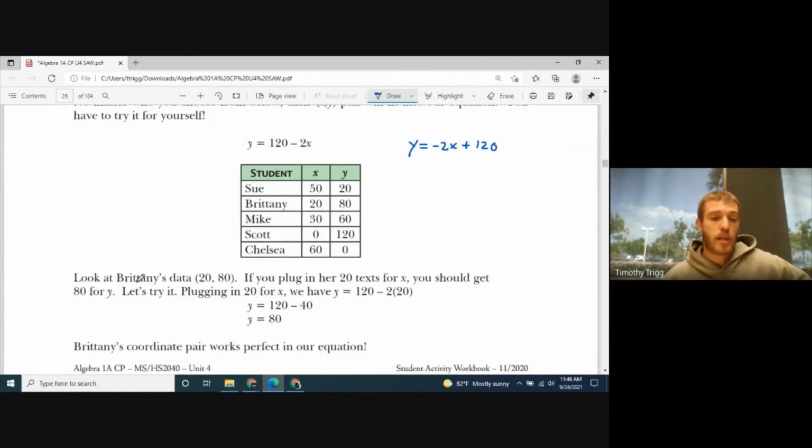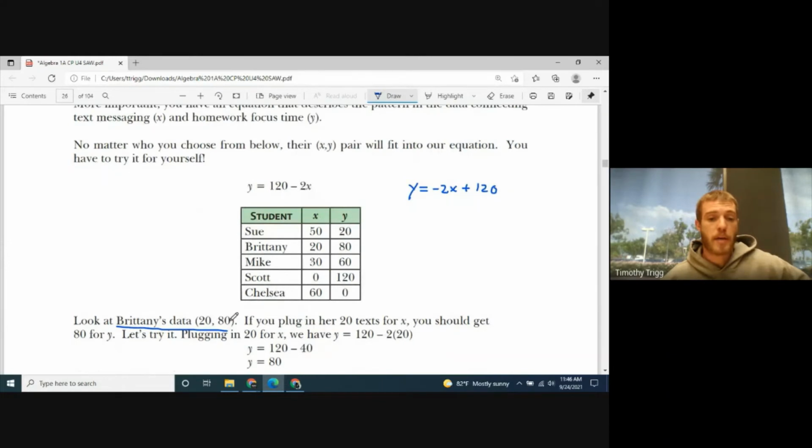So the point there we could check is Brittany's. They want us to check Brittany's point, 20, 80. So here's Brittany's point, 20, 80. And again, all these points should work on this equation. Okay, so what we're going to do is replace x and y with 20 and 80. So let's go ahead and rewrite this, replacing x and y with 20 and 80.